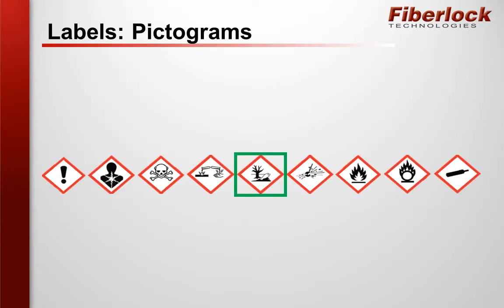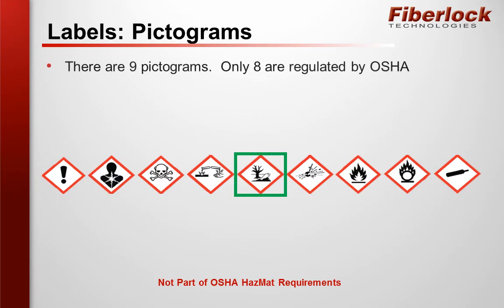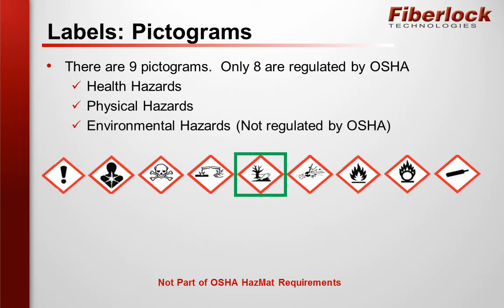Pictograms. There are three pictograms specific to health hazard: exclamation, health hazard, which is a silhouette of a person with a starburst on the chest, and the skull and crossbones. There is one pictogram that can represent both physical and/or health hazard of corrosive. Fourth from the left. There are four pictograms specific to the physical hazards: exploding bomb, flame, flame over circle, which is an oxidizer, and a gas cylinder. The middle pictogram is for environmental hazards.